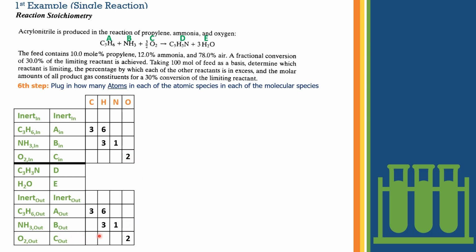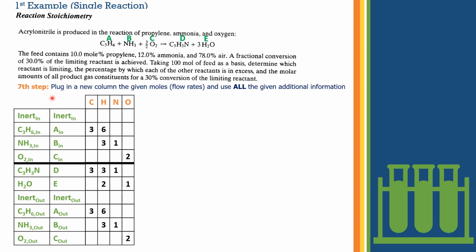and you can see that we put them in the in and out with the same number of atoms, which is logical, of course. Then for the acrylonitrile, we have 3 carbon atoms, 3 hydrogen atoms, 1 nitrogen, and for water we have 2 hydrogen and 1 oxygen atom.